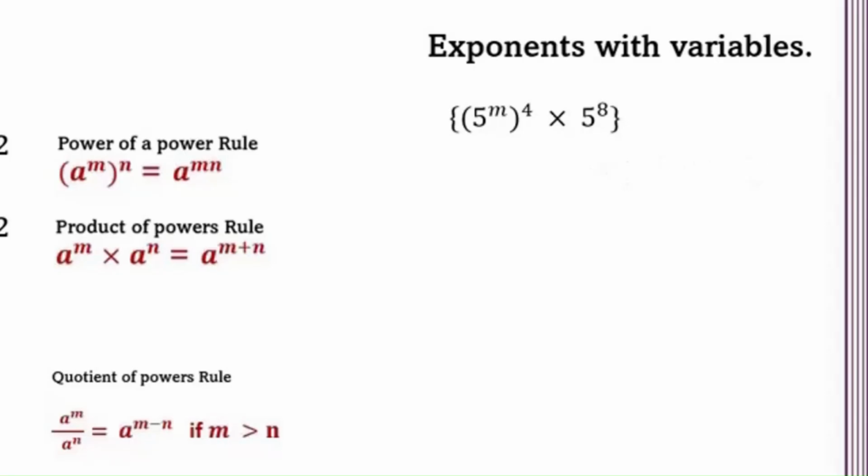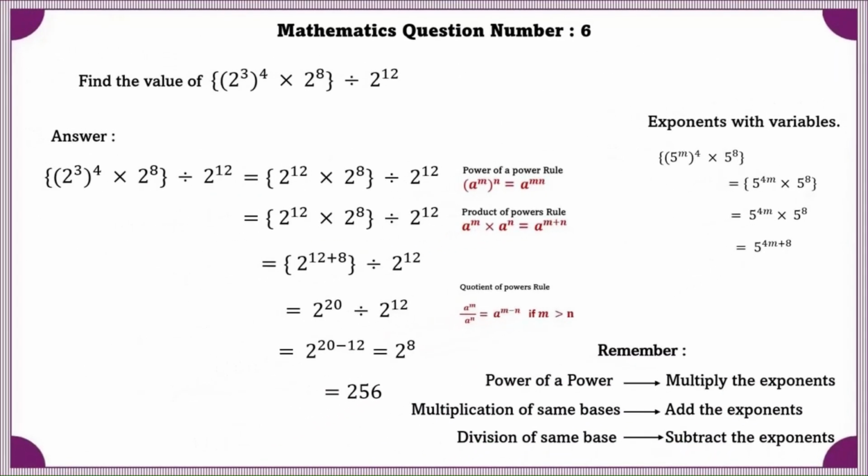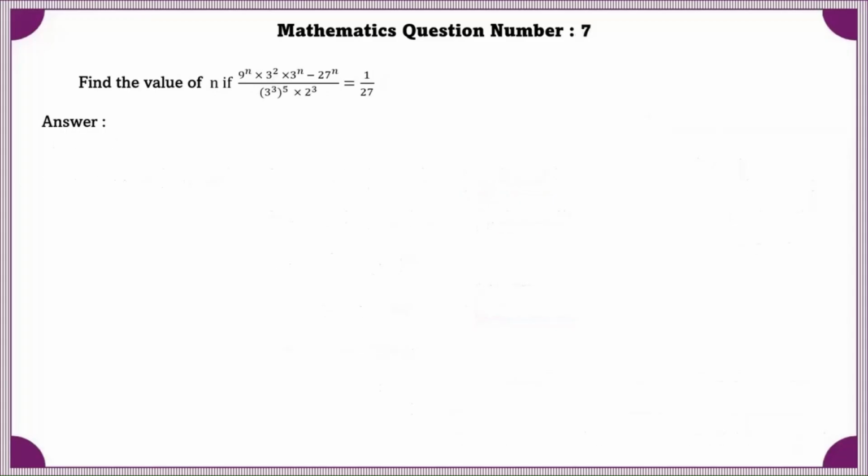Here's an example with an exponent that contains variables. Using the power of a power rule, we can write this as 5 to the power 4m into 5 to the power 8. And we know that from the product of powers rule, we have to add the exponents if the bases are same. So we will get 5 to the power 4m plus 8. Remember, power of a power, multiply the exponents. Multiplication of the same bases, add the exponent. Division of the same bases, subtract the exponent.